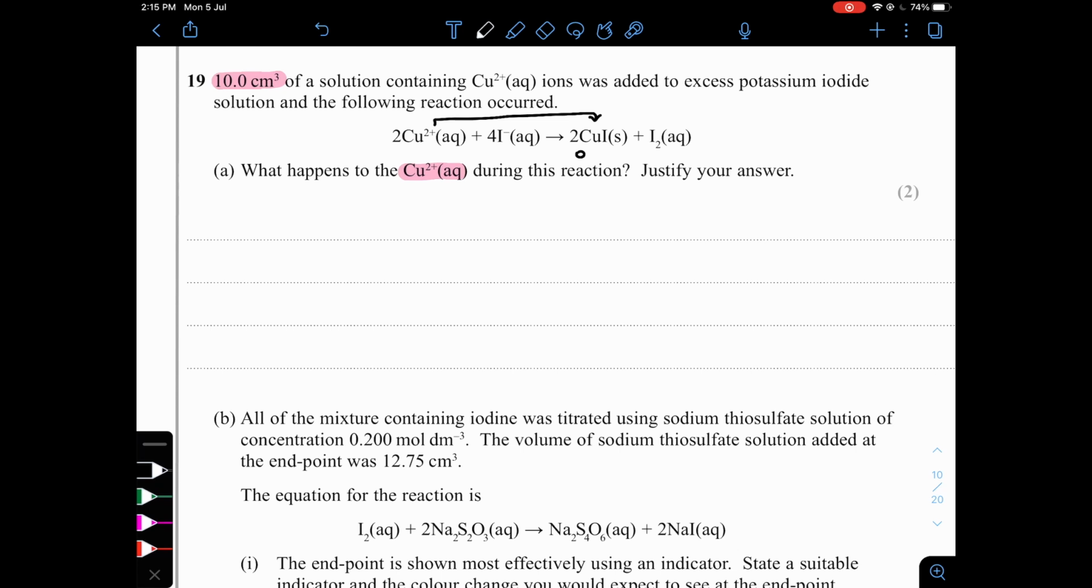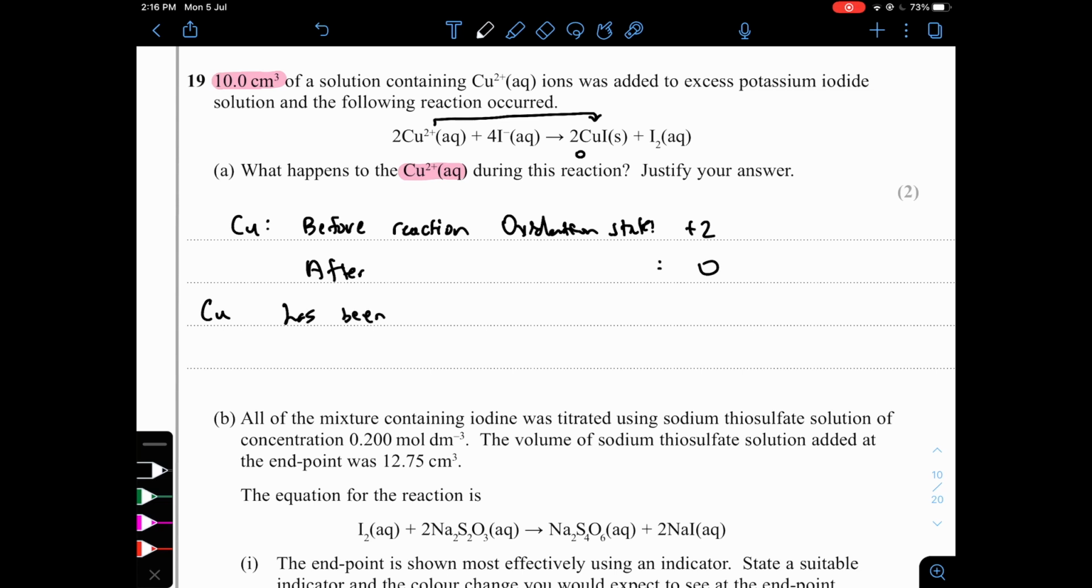So what I usually do is I do Cu, before reaction, oxidation state is what? Is +2. After is 0. So you can say copper has been reduced. Is there anything else we can say?